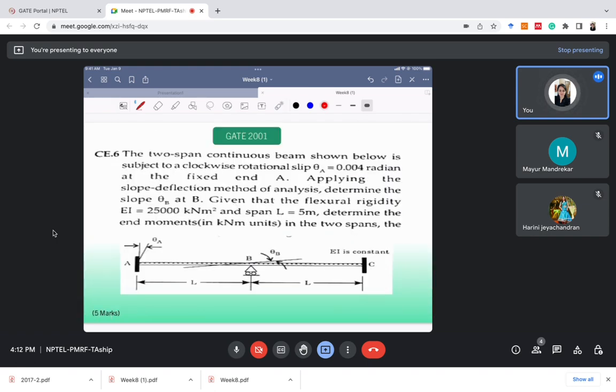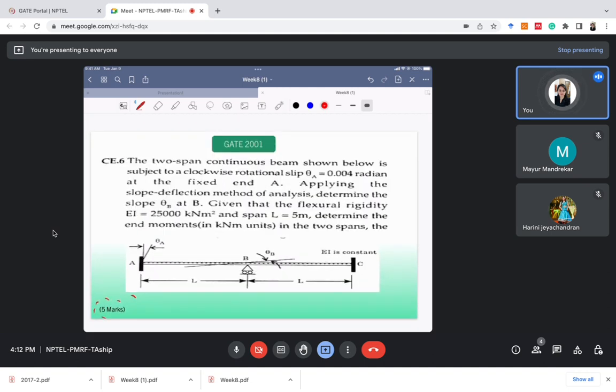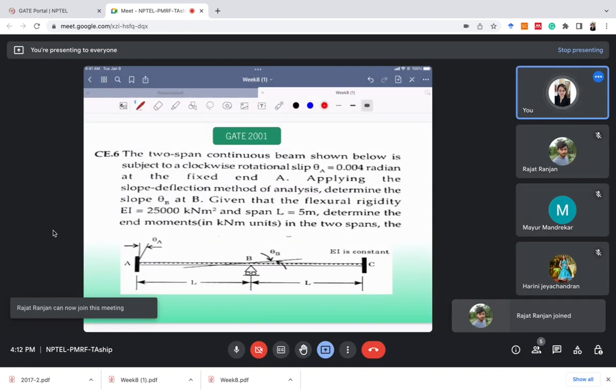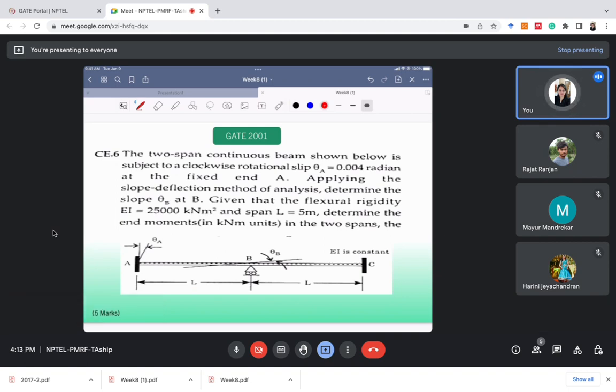Now we can solve some GATE questions using the slope deflection equations. So this question came in GATE 2001. It's a 5 mark question, although in these years this type of question doesn't come with that many marks. In this question, a two span beam is subjected to a clockwise rotational slip of 0.004 radian at the fixed end A. Applying the slope deflection method of analysis, determine theta B.